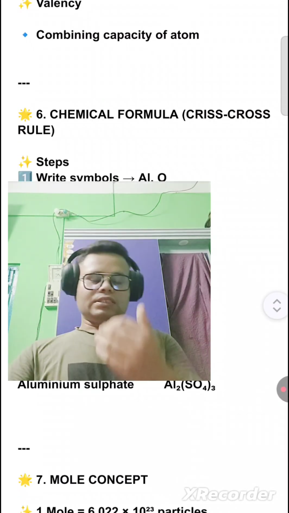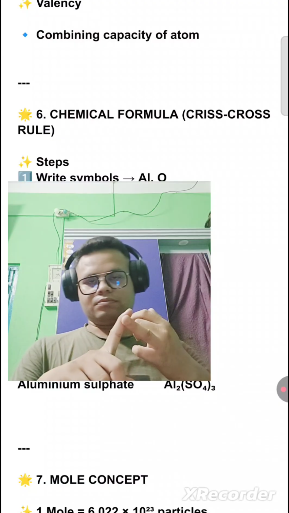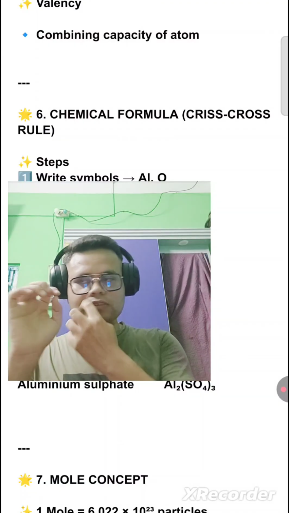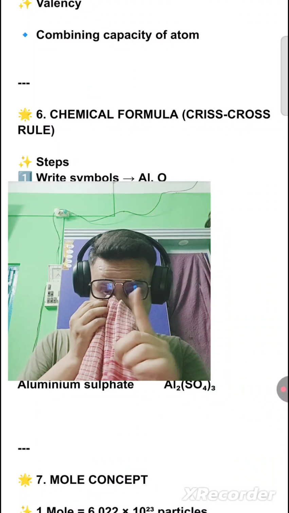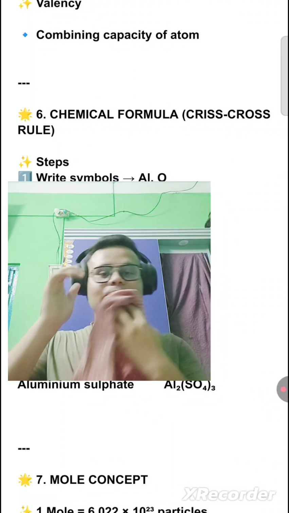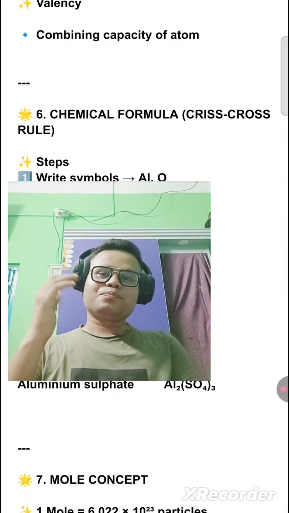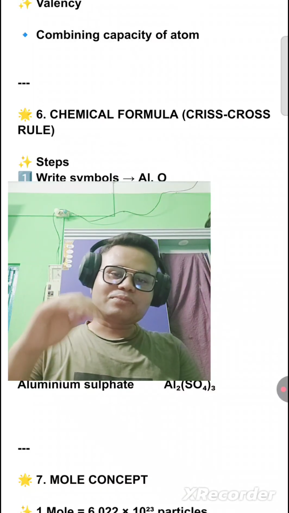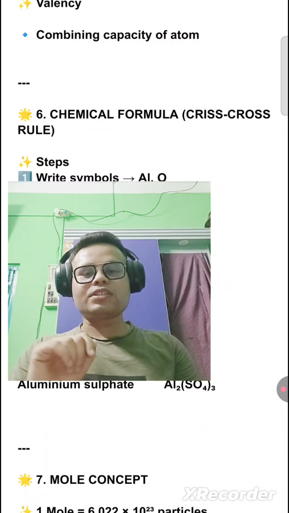Now remember the valency. The combining capacity of an atom comes under valency. So these are all included in the one topic.